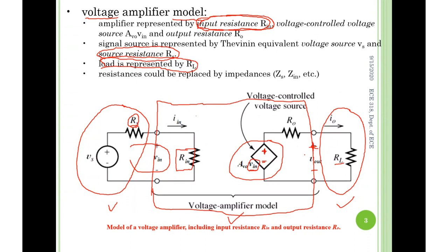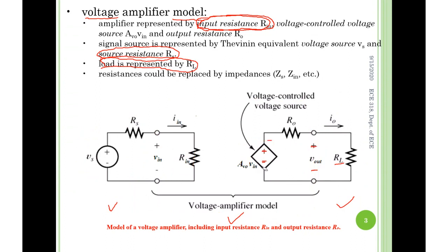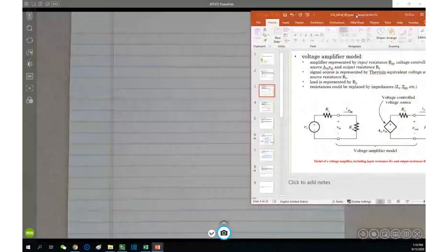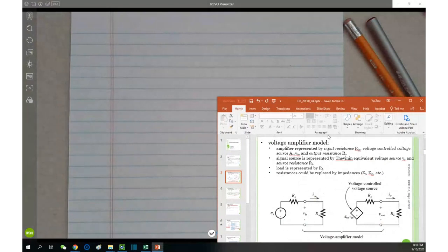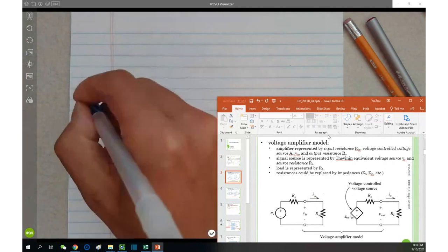And at this output end, there's another single loop circuit. Okay, this is the model of the voltage amplification. And if we try to conduct some math to have more insight of this system, let me write some calculation about this voltage amplifier model in the paper under the doc cam. So to this voltage amplifier, okay.